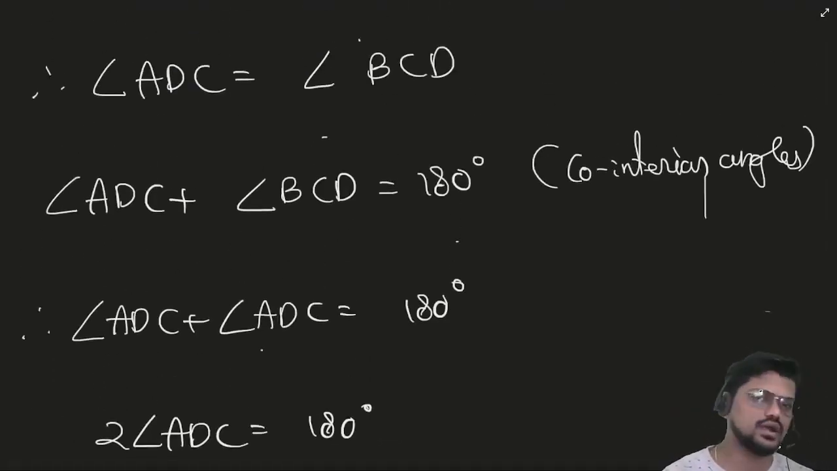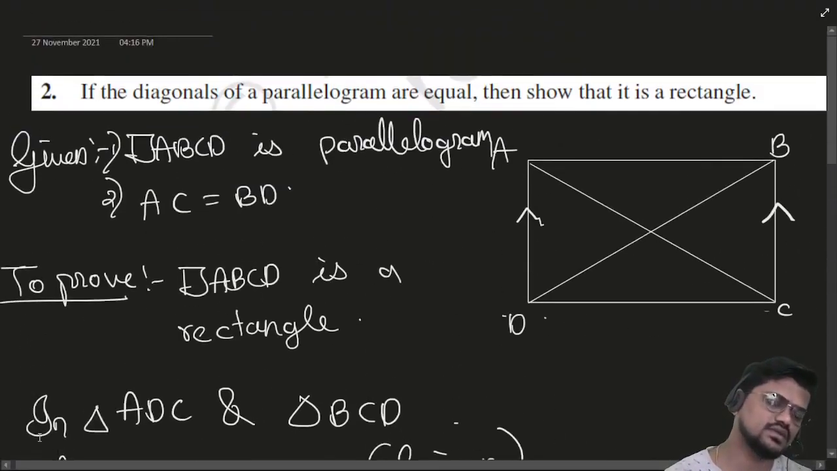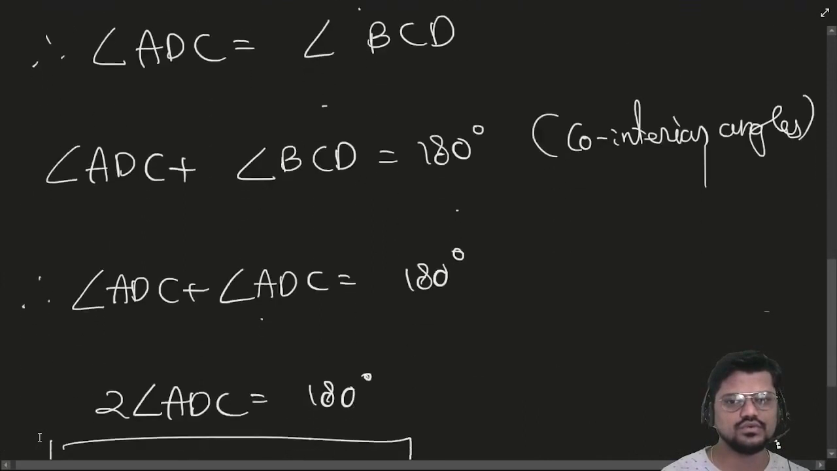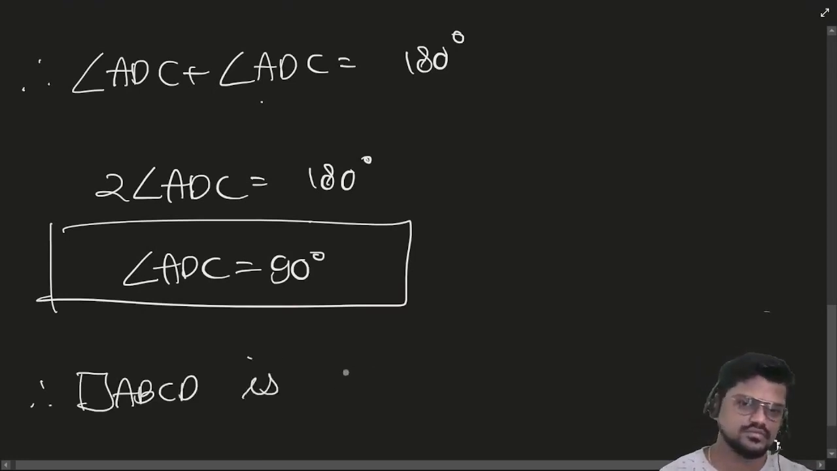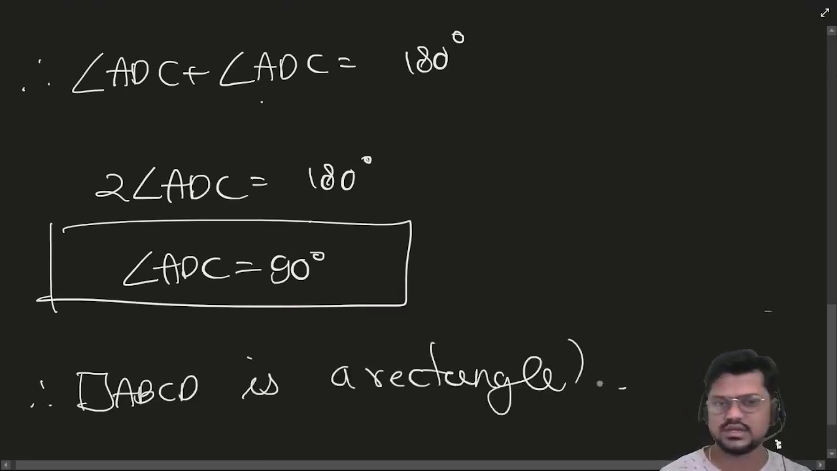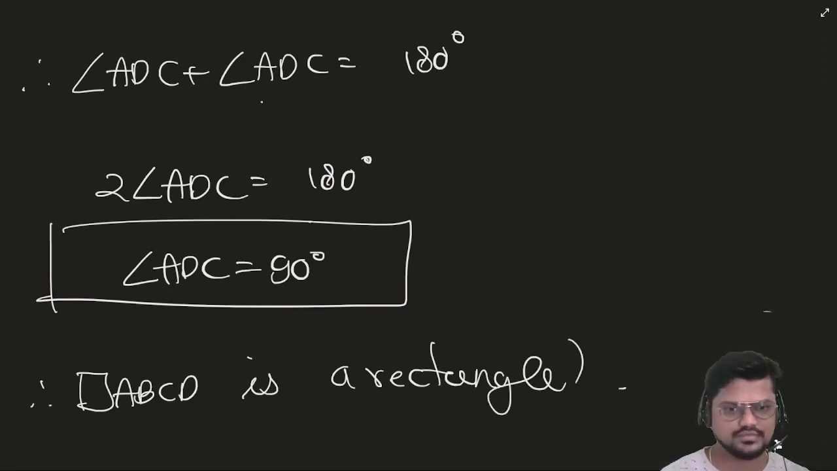Now, in a parallelogram, if any one angle is 90 degrees, then what can we say? All the angles will be 90 degrees. Therefore, quadrilateral ABCD is a rectangle. Is that clear? Yes, sir, it's done.